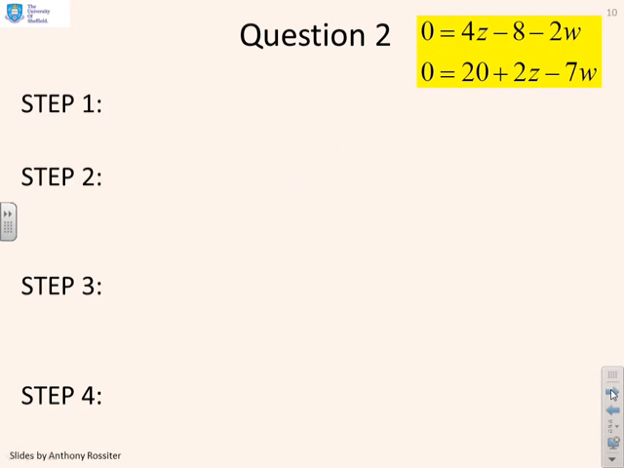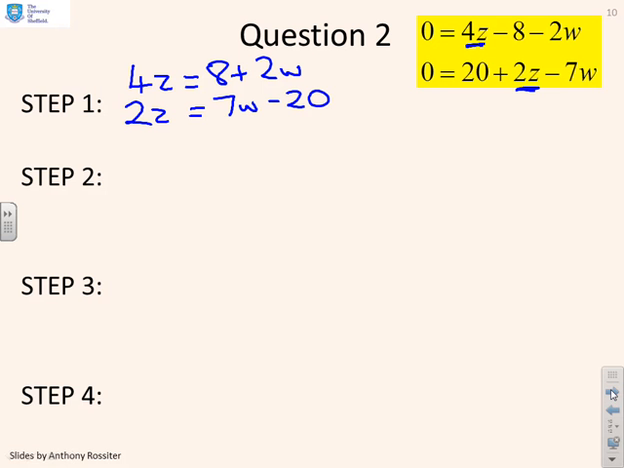Next question, and you'll see this one I've put the equations in a slightly different format. So now you have to decide which variable you are going to bring on the left. Now looking at the z's and the w's, I think it's easier to bring these z's to have the same coefficient than the w's, so I'm going to pull out the z's. So what I'm going to get is 4z equals 8 plus 2w for the top one, and 2z equals 7w minus 20 for the bottom one. And now what do you see? On the left hand side we've got the same variable, both with positive coefficients, because that makes my life easier.